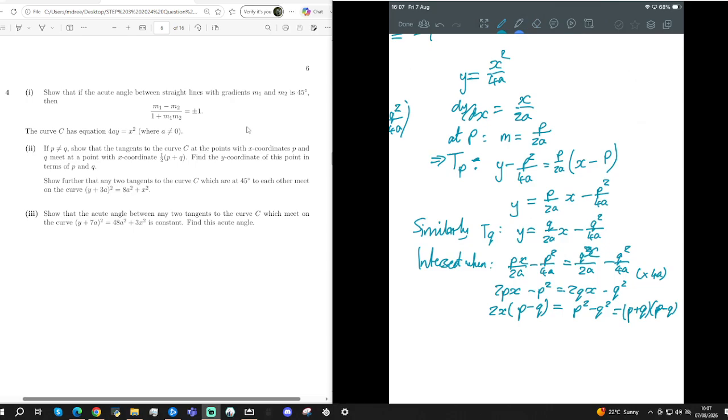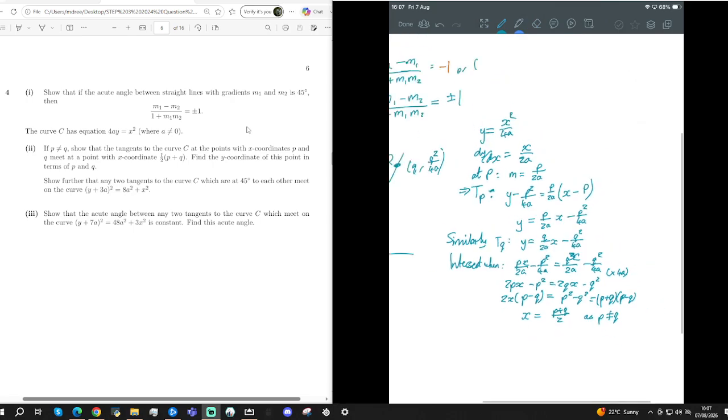And you can see that factorizing here is very useful because the P minus Q's cancel, provided the P minus Q is non-zero. And that was the case because we've been told that P was not Q. So we're allowed to cancel only because of that. So x is that value there.